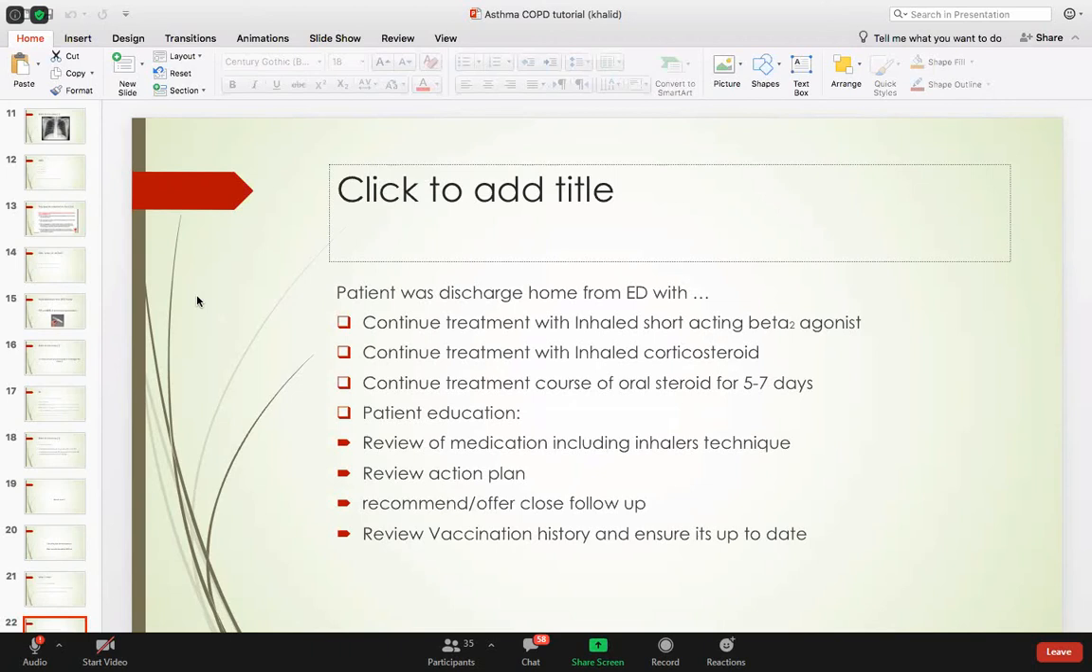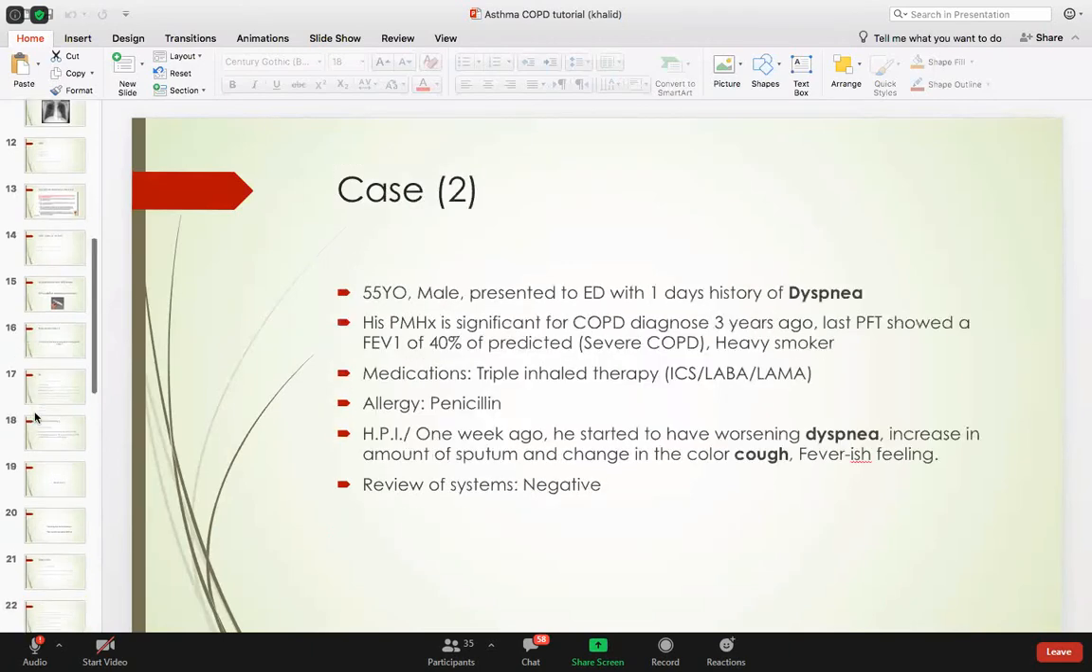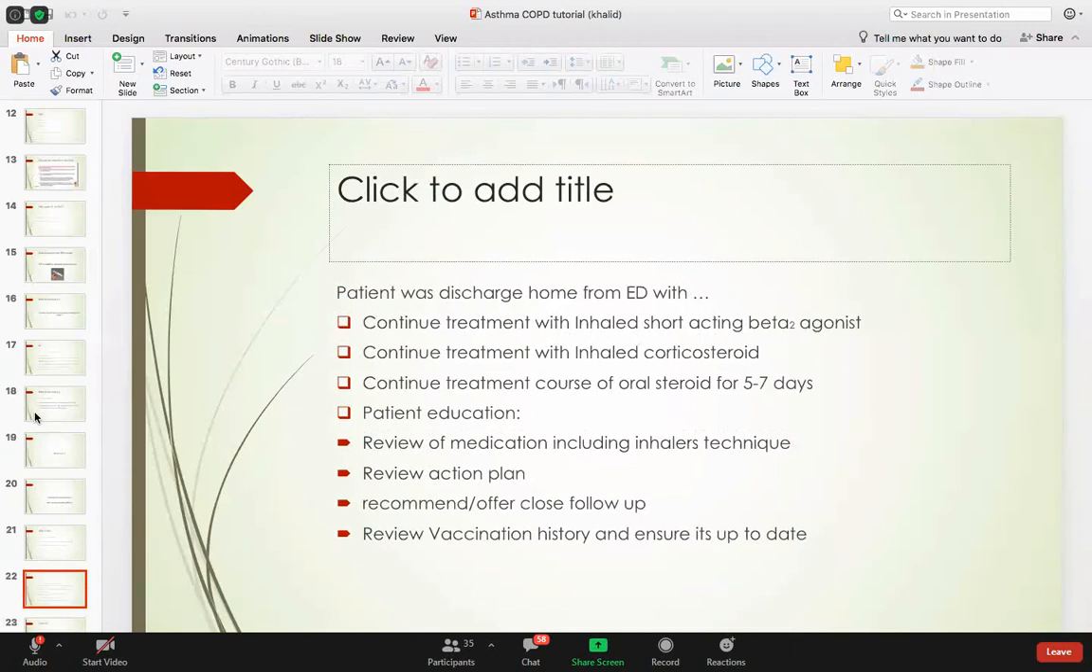And then offer a close follow-up. Don't just send them off loose. You should see them in the clinic or with their respirologist in a couple of weeks. And review vaccination history, very important in anyone with lung disease, whether asthma or COPD, and ensure it's up to date. Okay? Question, guys. Does anyone have any question before we move to the next case?